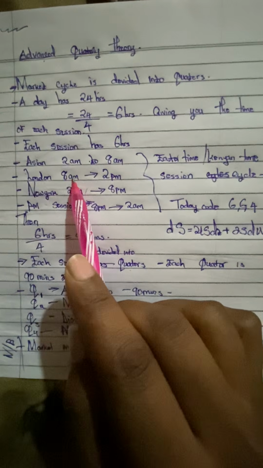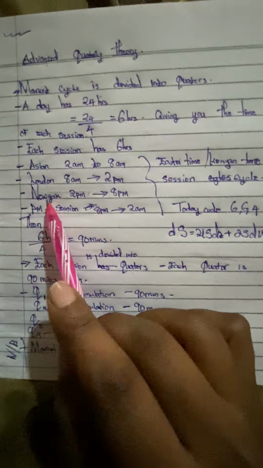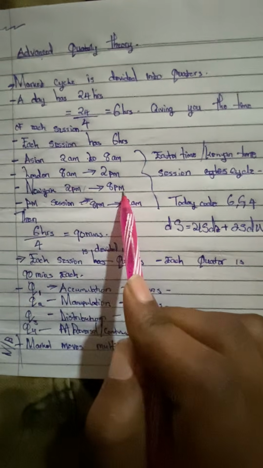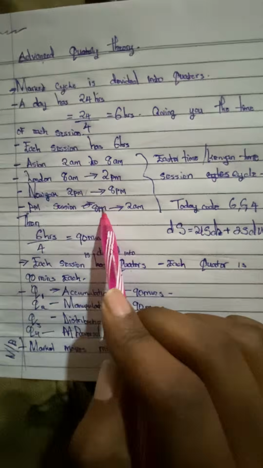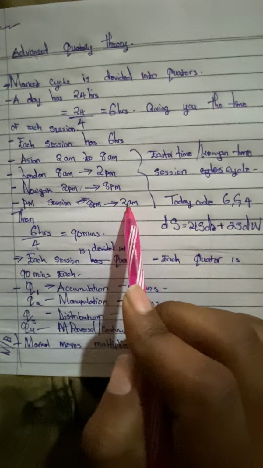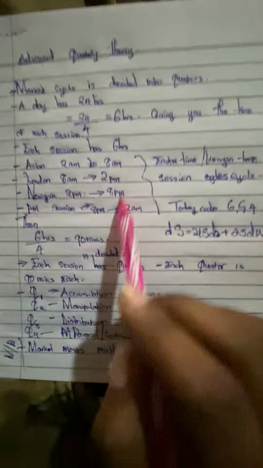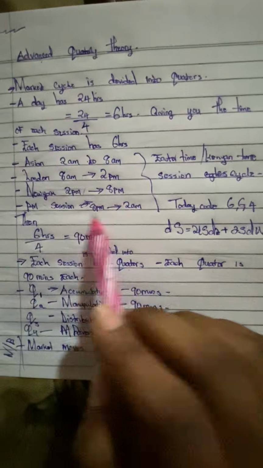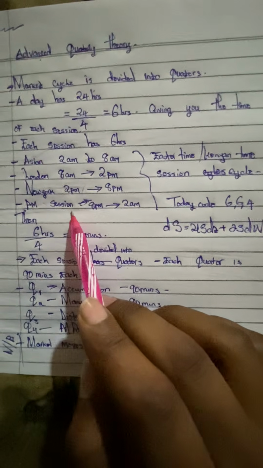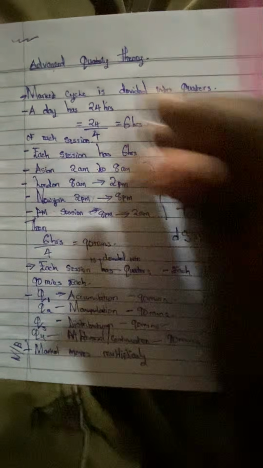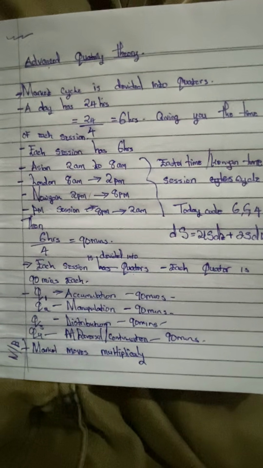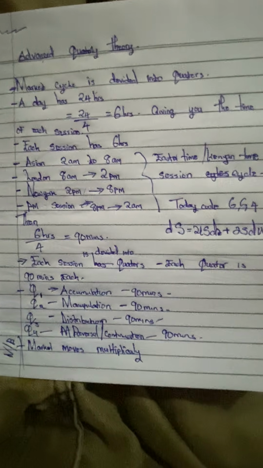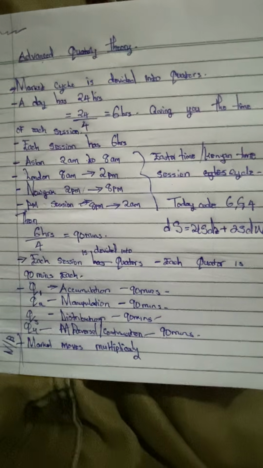London from 8 a.m. to 2 p.m. New York from 2 p.m. to 8 p.m. The PM session is from 8 p.m. to 2 a.m. And then the cycle starts again. All these sessions are calculable: when they start, when they end.